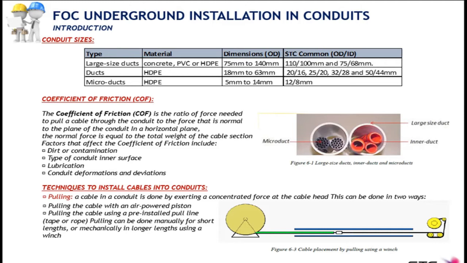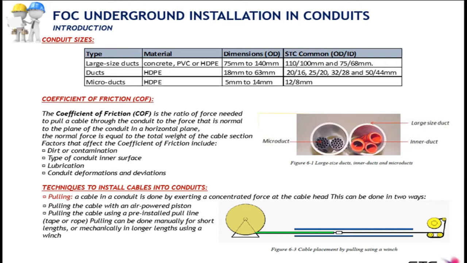So pulling means applying a force, a traction, on the cable head that makes the cable pass through the conduit all the way to the far end. This can be done in two ways. The cable head attached here can be helped by an air-powered piston, so this is helped by air, or it can be done by a pulling line.